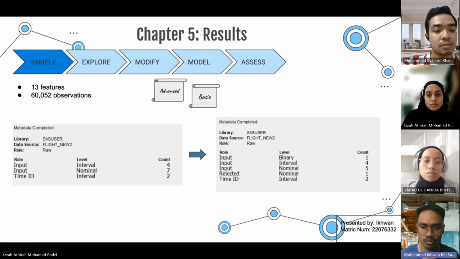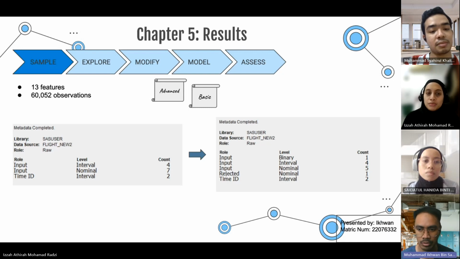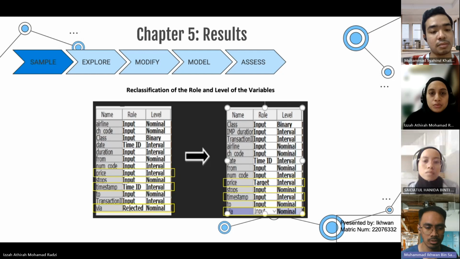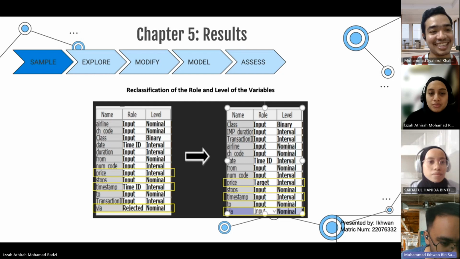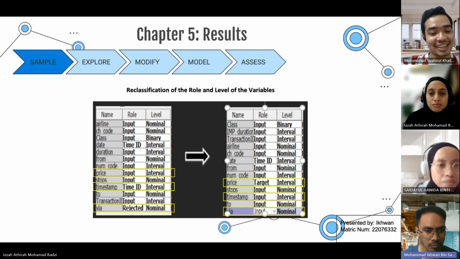In the sample stage, we have conducted random sampling and reduced the dimension of the data set into 60,052 observations. The input source, as you can see in the figures, is named flight_new2 and is stored in the library SAS user. Okay, so next we will reclassify the role and level of the variables. For instance, the role for price, which was initially input, we change to target. For the timestamp, the role is changed to time ID.